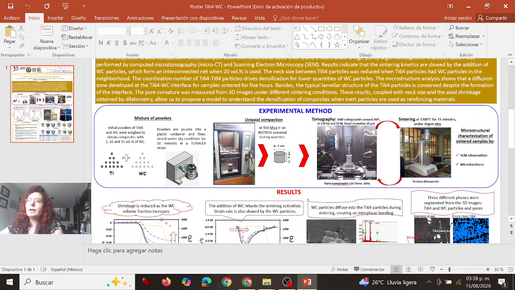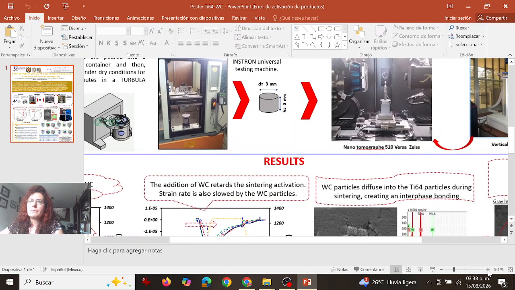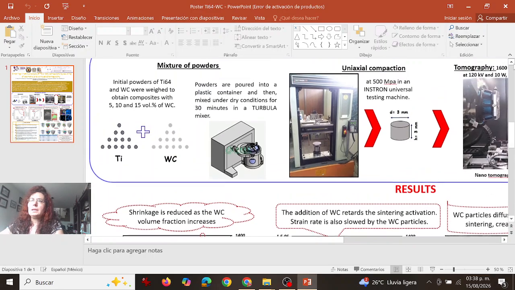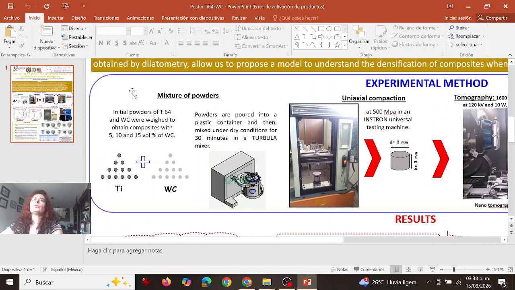Let's continue with the experimental method. So the first step was the mixture of the powders. Let's have a closer look. So let's talk about the mixture of powders. Well, it's not that complicated. We have the titanium and the tungsten carbide particles. Basically, we are going to mix.